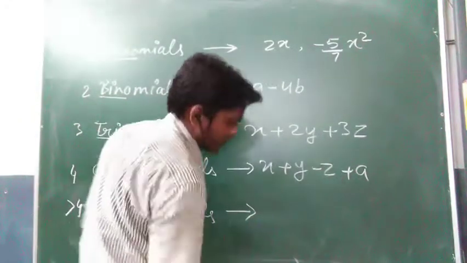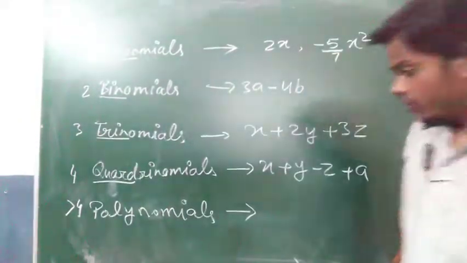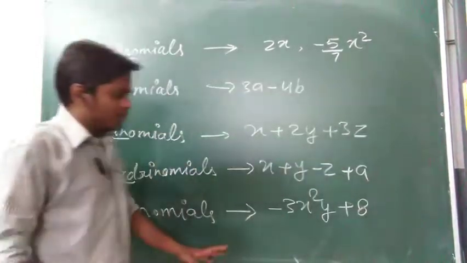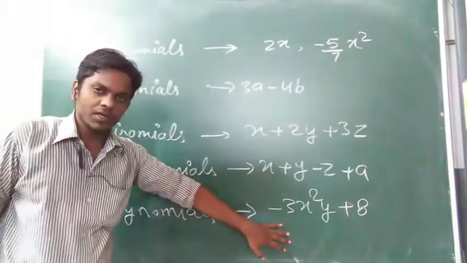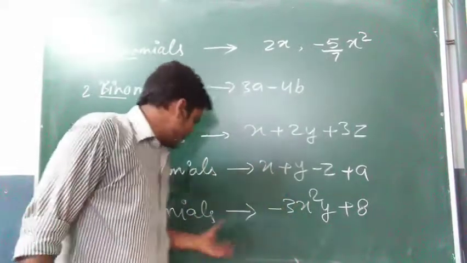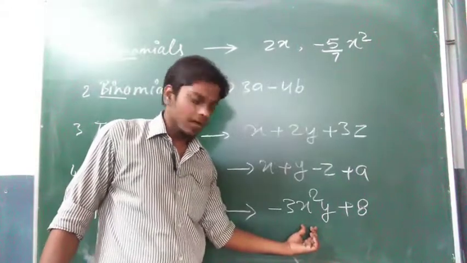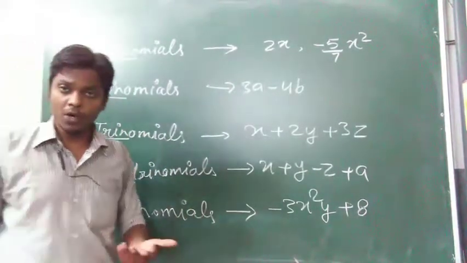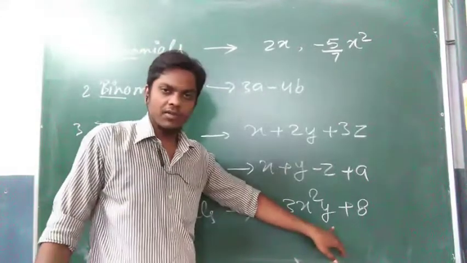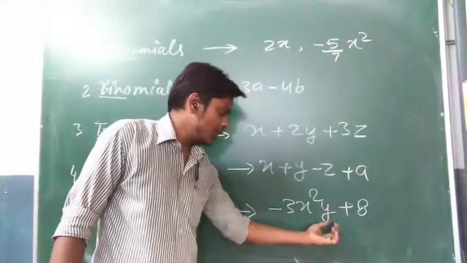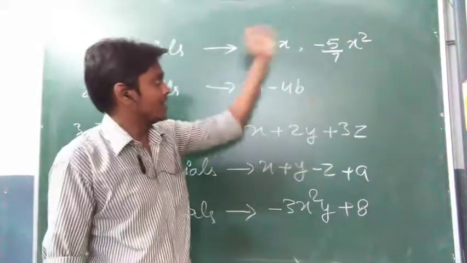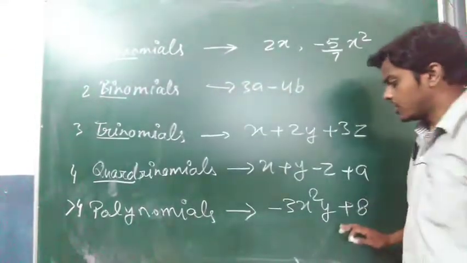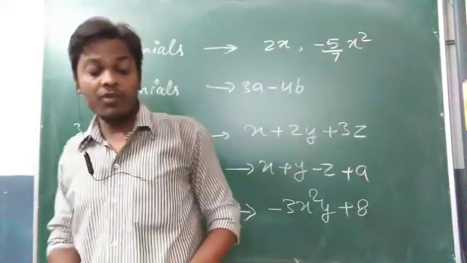And after that, polynomial. More than four, for example minus 3x square plus a. See, what is the difference between all these and this one? In polynomial, each term may or may not contain more variables. See, x and y are the variables, and these two will come in one term, and the rest of the others contain only one variable in each term. Okay, so this one is the example of polynomial. We will understand this very clearly in questions.